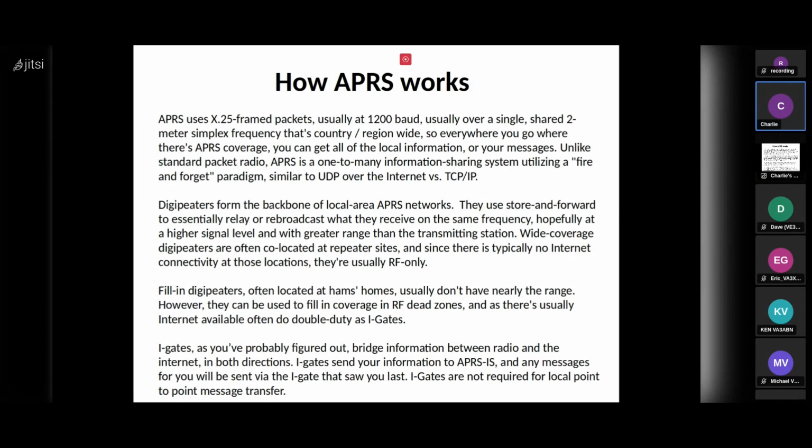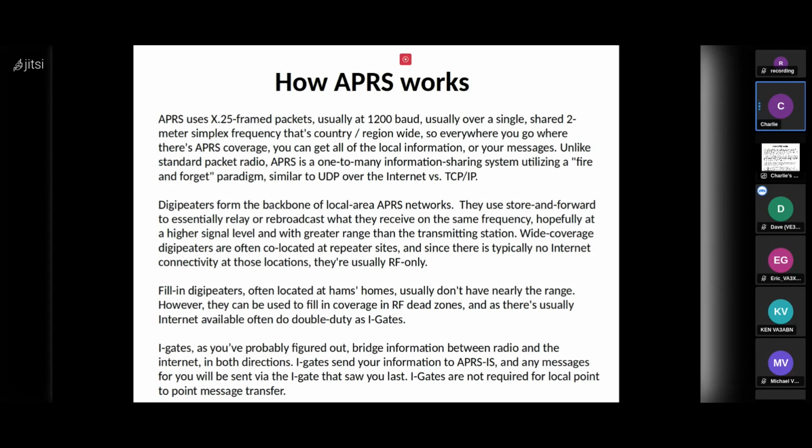Digipeaters are often co-located at repeater sites, so typically there's no internet connectivity at those locations, so they do an RF repeat. But with a nice high antenna at those repeater sites, they'll typically have a much wider range than the original radio sending the transmission.